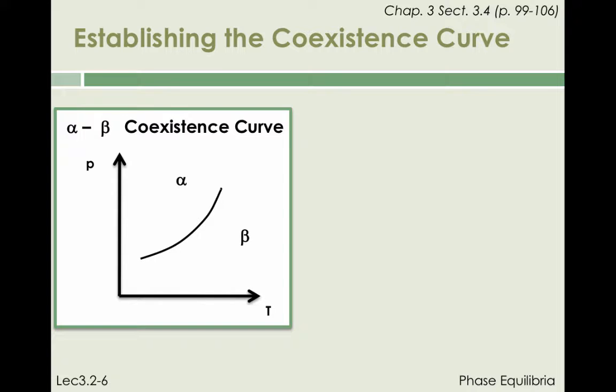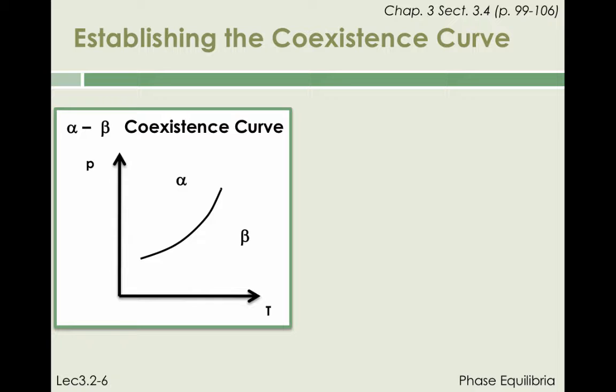Our goal over the next few slides is to develop relationships between the pressure and the temperature for each of the three-phase equilibria. Since the approach is the same for the liquid-vapor, solid-vapor, and solid-liquid phase changes, we will just consider a generic transformation between two phases called alpha and beta.